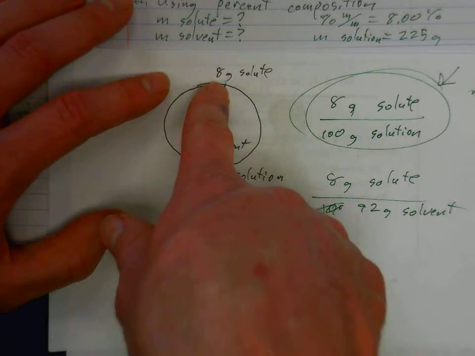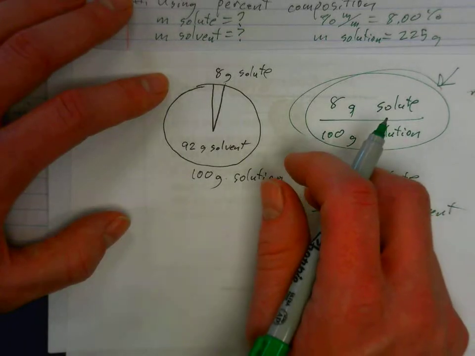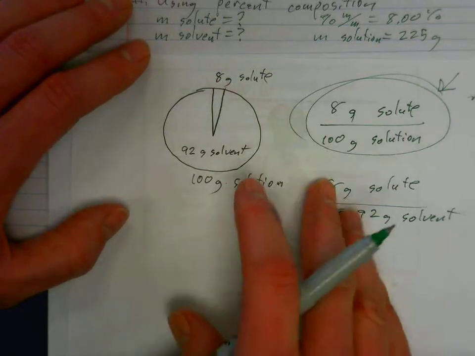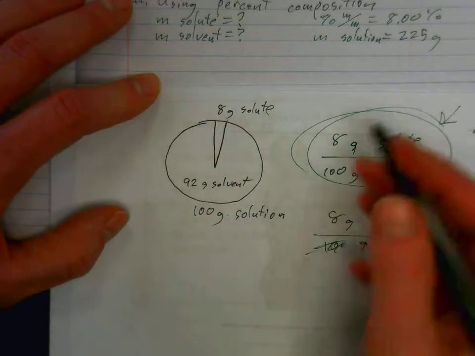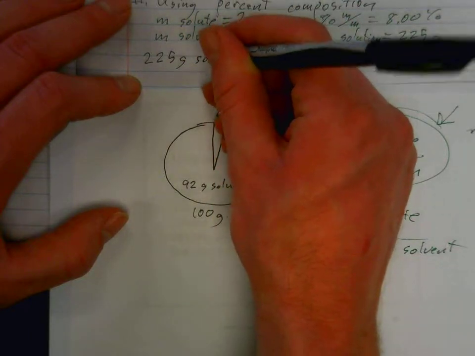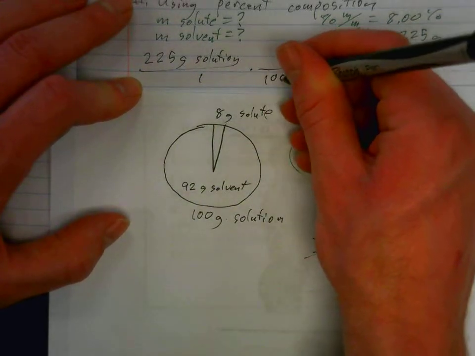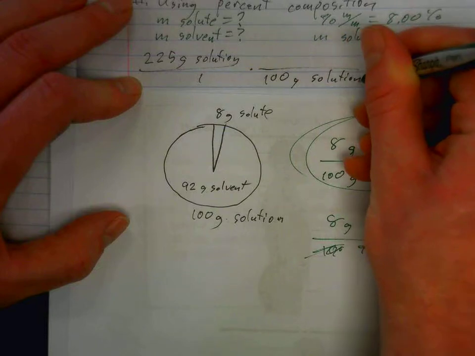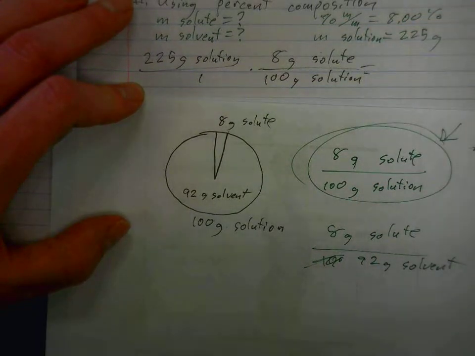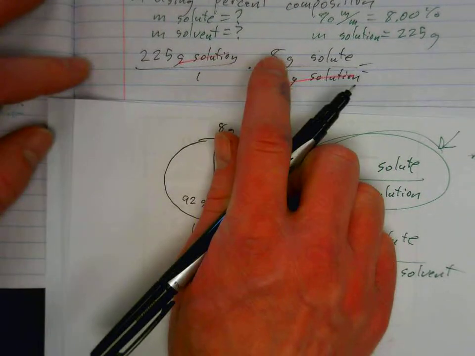So let's figure out the amount of the solute. There are many ways to do this. Let's try using a conversion factor first. So we start with the amount of the solution. We have 225 grams of the solution. And we have this conversion factor. For every 100 grams of the solution, there are 8 grams of the solute. And now notice, what's 8 divided by 100? Well, 8 divided by 100 is 0.08.